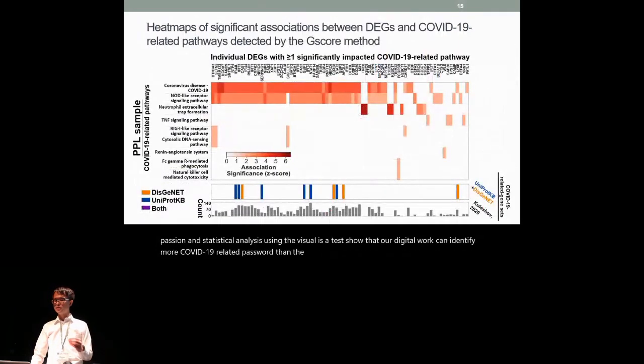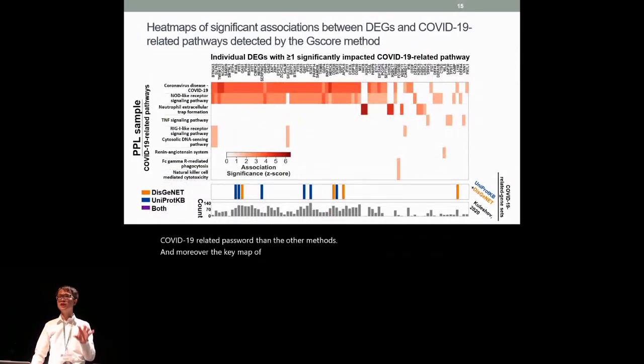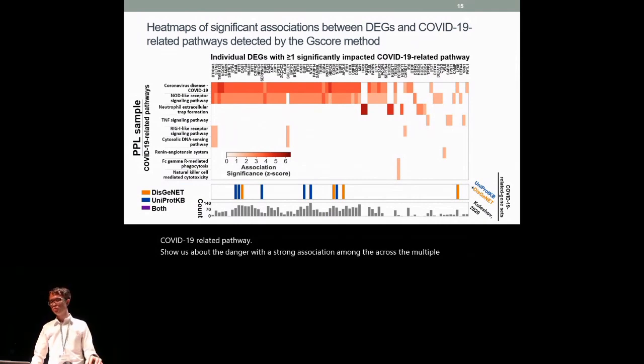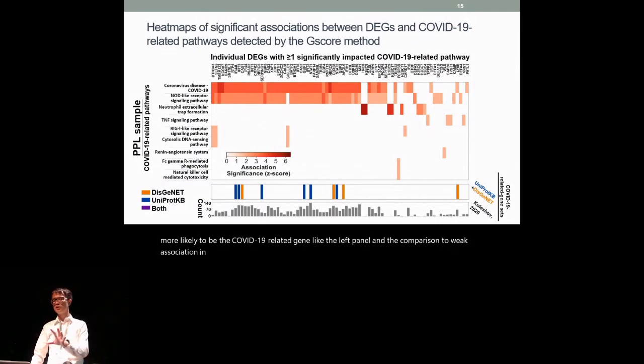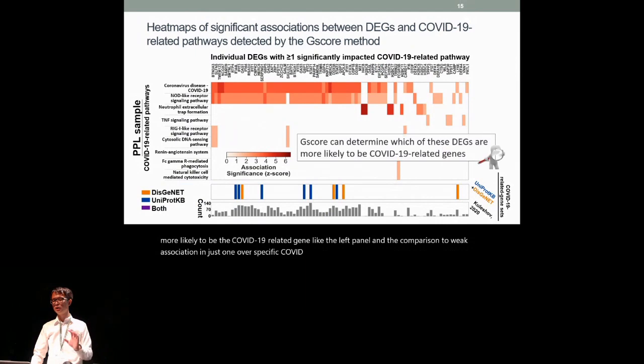Moreover, the heat map of significant association between the individual DEGs and the COVID-19 related pathways shows that DEGs with a strong association across multiple pathways are more likely to be COVID-19 related genes, like the left panel, compared to weak association in just one specific COVID-19 pathway. This suggests that G-score can determine which of these DEGs tend to be COVID-19 related genes.